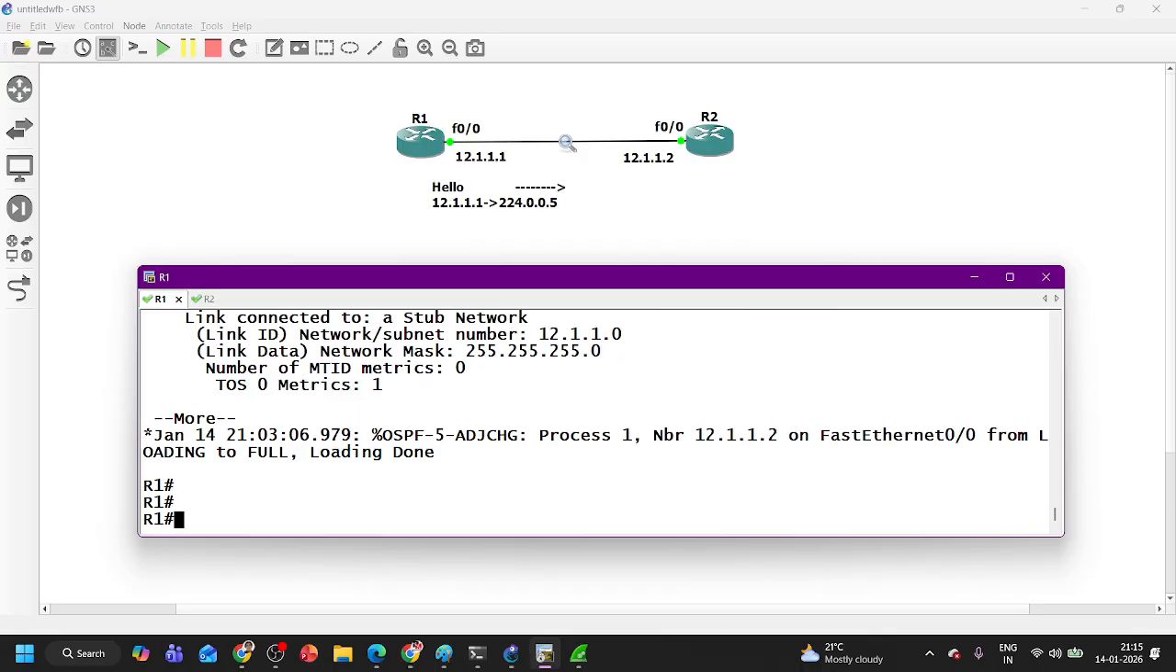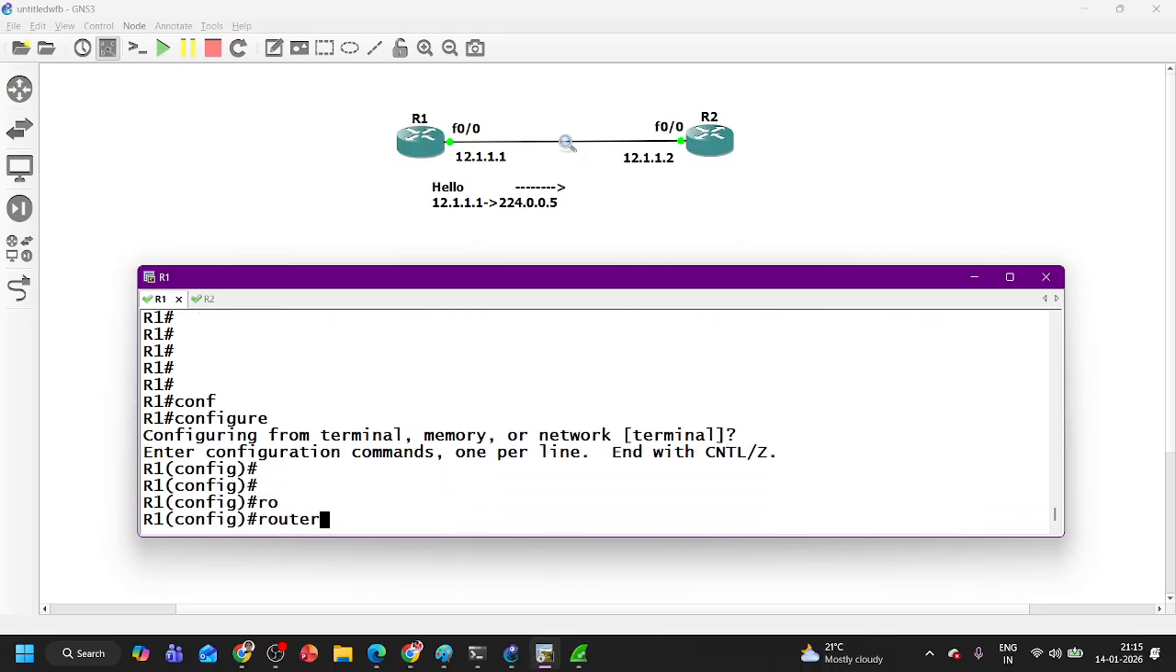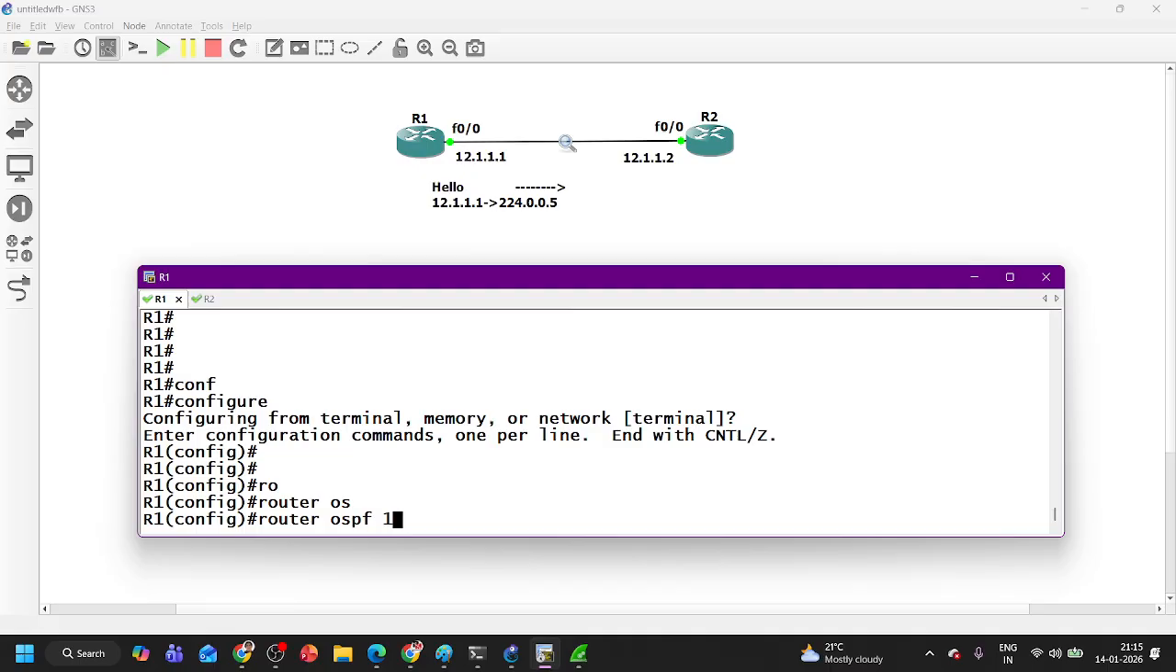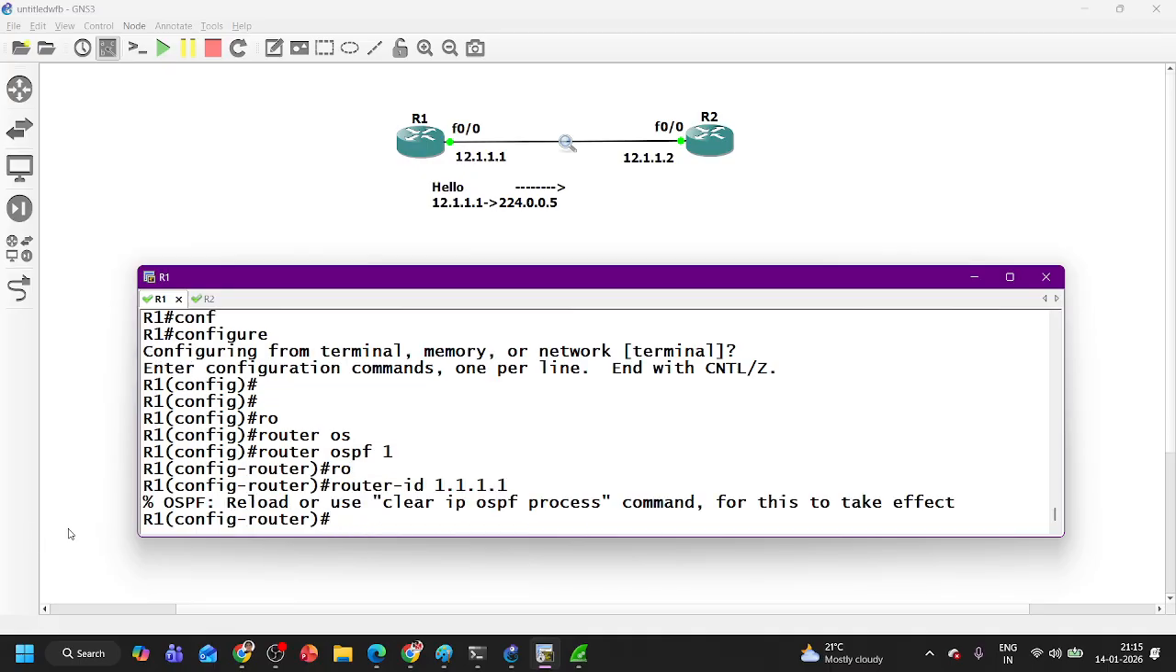See here on router number 1, first if I try to change the router ID here, it will not allow me to do that. Router ospf 1 and router-id, let me say 1.1.1.1. What is it saying?